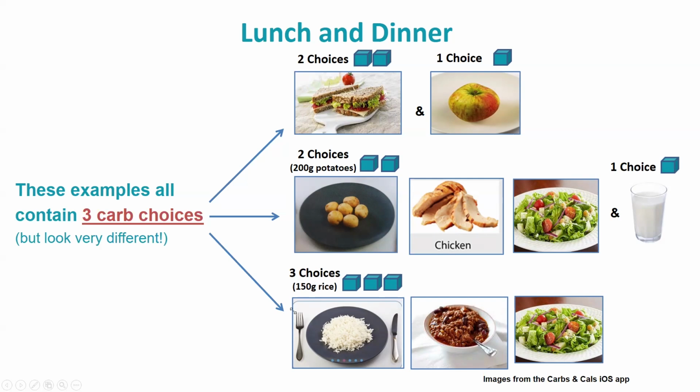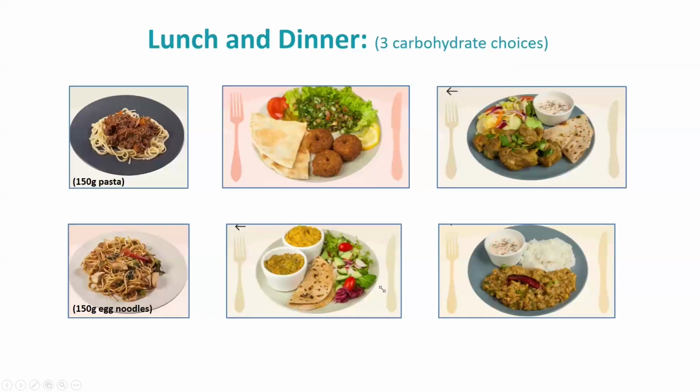And then the 3rd meal on the screen, this person has had chili con carne and rice and salad, and they've got all of their carbs from rice. So 150 grams of cooked rice gives them 3 carbohydrate choices. Some other examples of what 3 carbohydrate choices might look like. So this is spaghetti bolognese. They've had their minced meat, and then they've also had 150 grams of cooked pasta, which would be 3 carbohydrate choices.